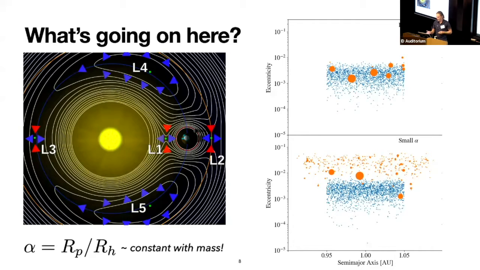I'm showing a simple parameter study I did on the right here. In this case, I just changed the radius of our particles, so I'm playing with the numerator in the ratio I show on the left. For large alpha, you end up with all the mass going into a few large bodies. And for small alpha, you again end up with this bimodal distribution that I was talking about.